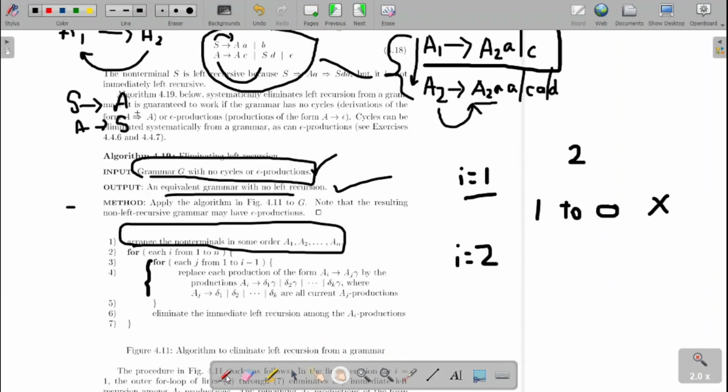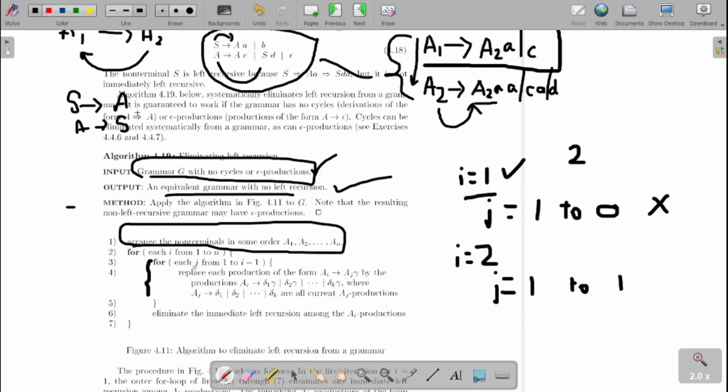So in the first iteration, when i equal to 1, j will take up the value from j equal to 1 to 0, which is not practically possible. So now this part is skipped. Again, when the value of i is incremented, now i equal to 2. So now j will take the value from j equal to 1 to 2 minus 1, which is 1. That is, A2 productions we are taking.